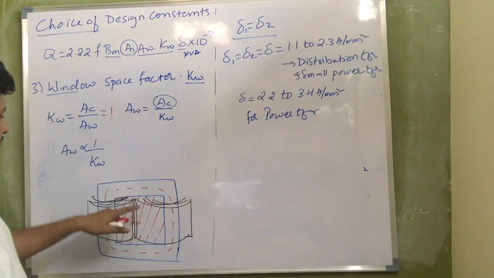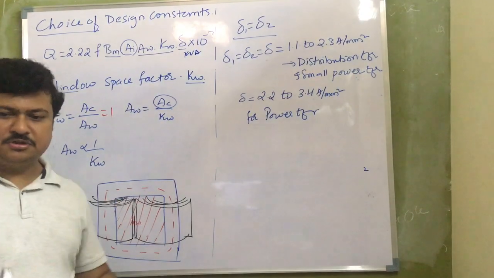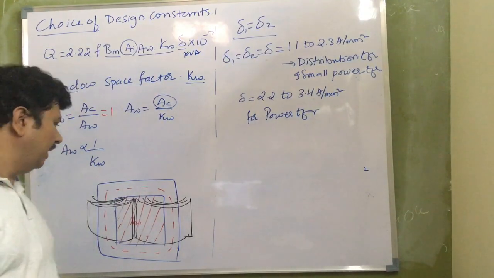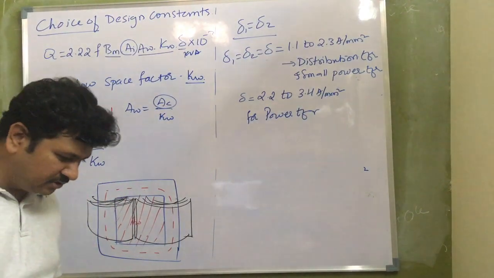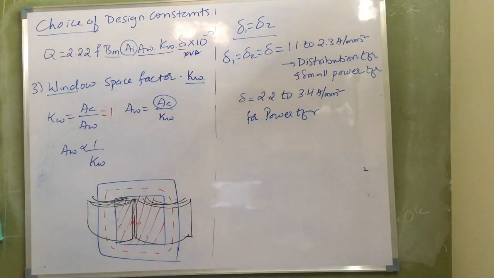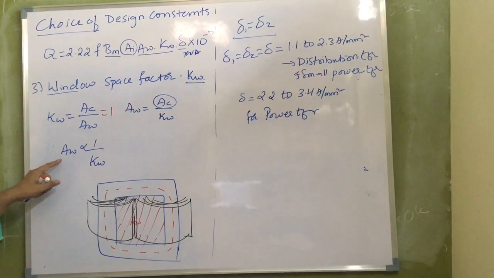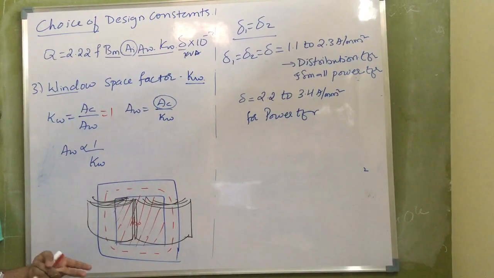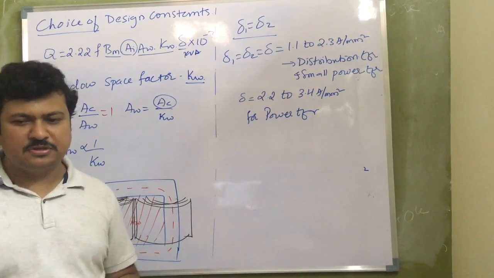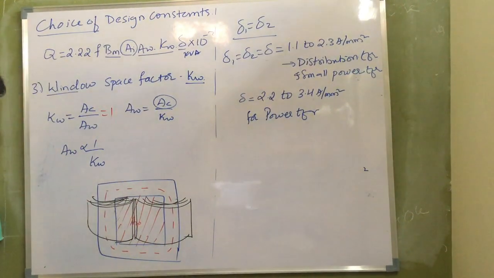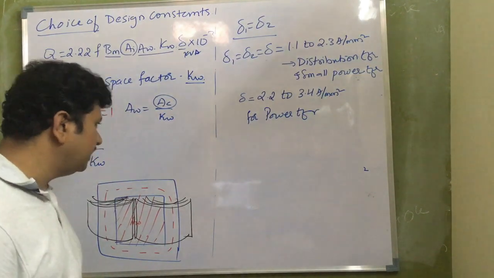Okay, so window area forms the main dimension of the transformer. Therefore, I have to fix the window area by fixing the value of kW. So the choice of kW should be such that the area of window should accommodate copper, and it should also facilitate cooling purpose, for oil circulation or air circulation. It should facilitate both.